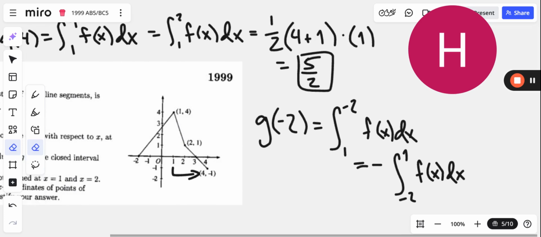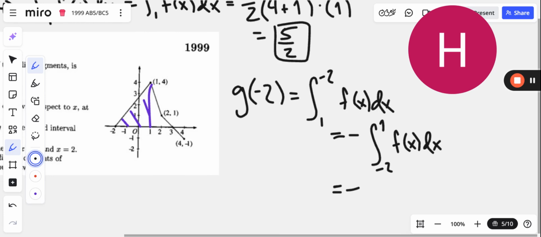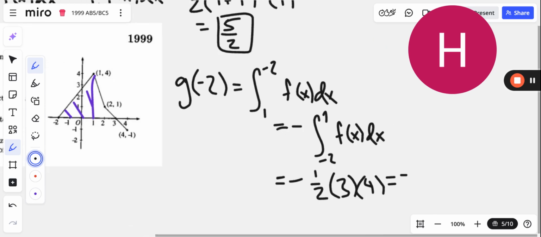Well, that looks like it's just a simple triangle. Yeah, it is. So from -2 to 1, we just have a triangle, the area of which is 1/2 base, which is from -2 to 1, that's 3, times the height of 4, so we just have -6.